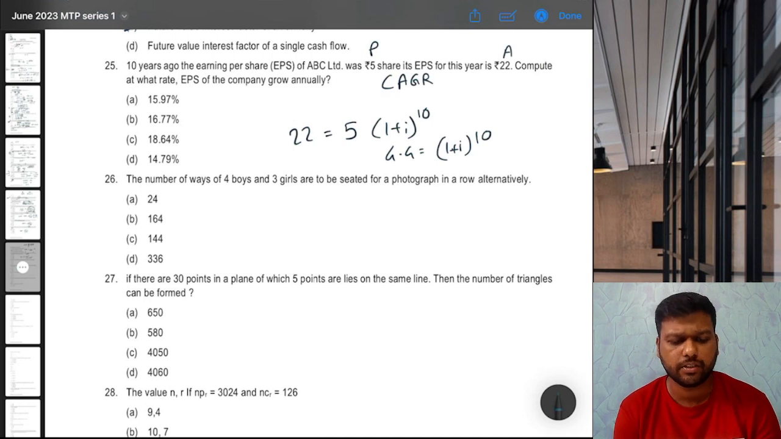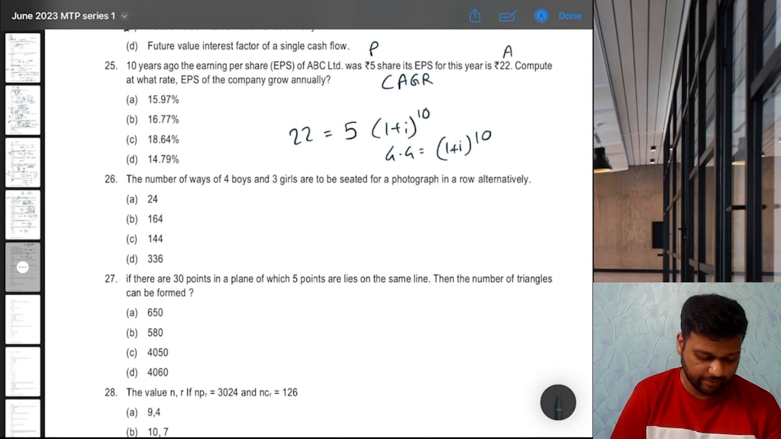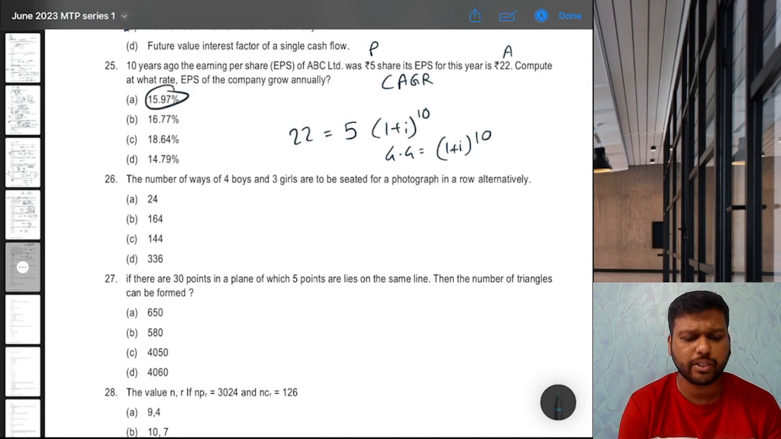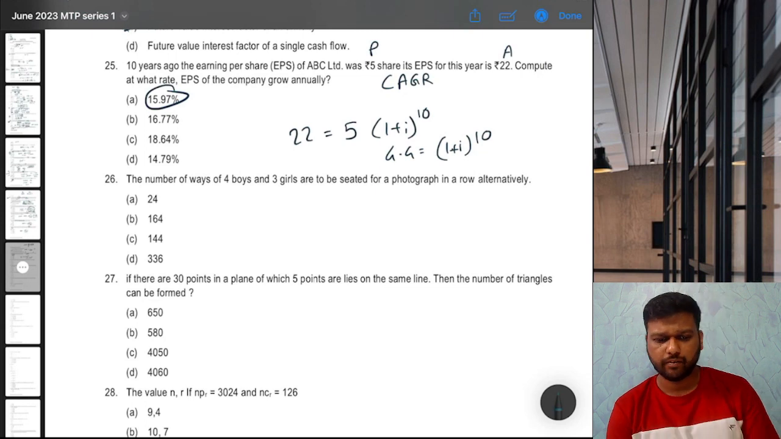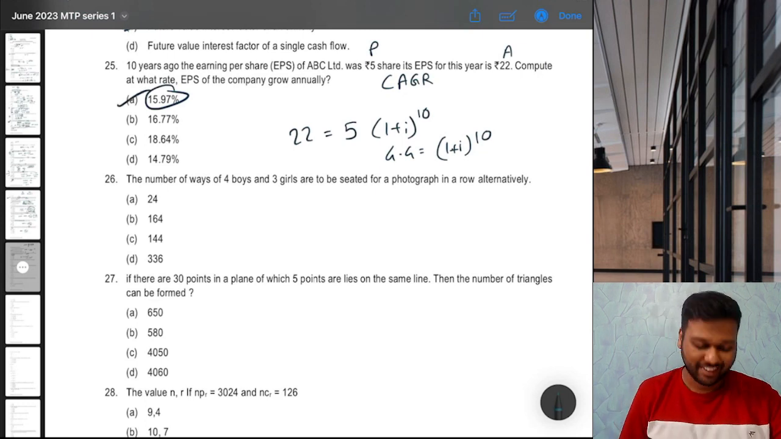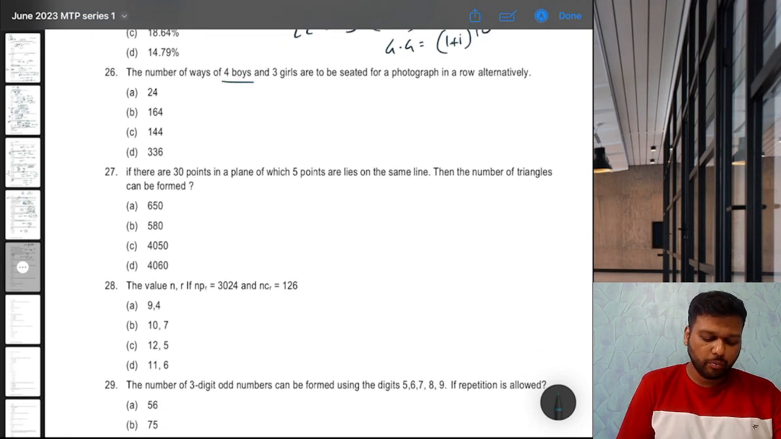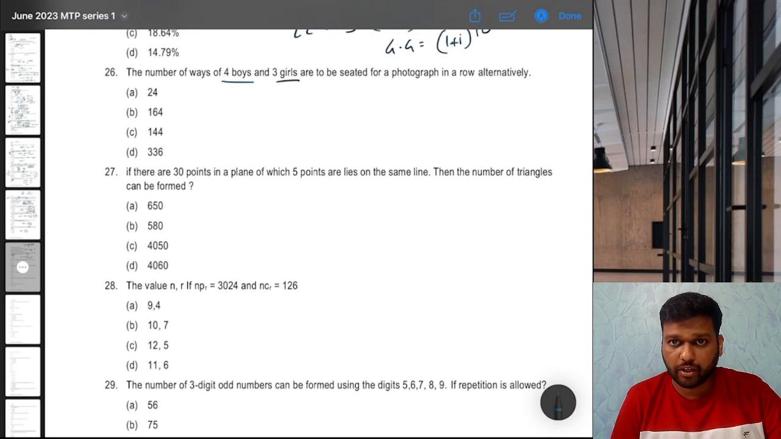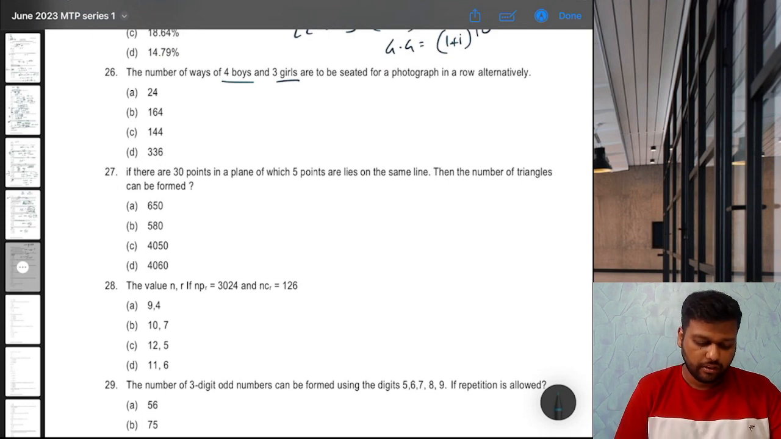Okay, we can go by options. 1.1597 raised to 10. How do we do raised to 10? Into and 9 times equal to. So that is the correct answer, option A. Okay, 4.4. Next. Number of ways 4 boys and 3 girls are to be seated for a photograph in a row alternatively. So there are 7 people.